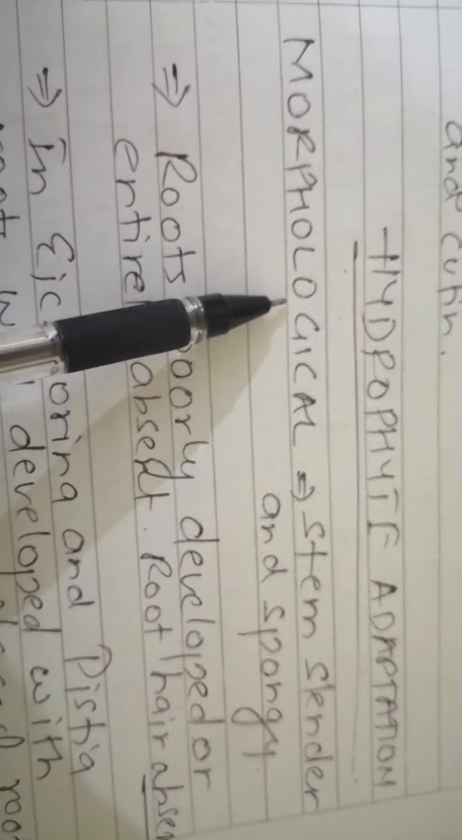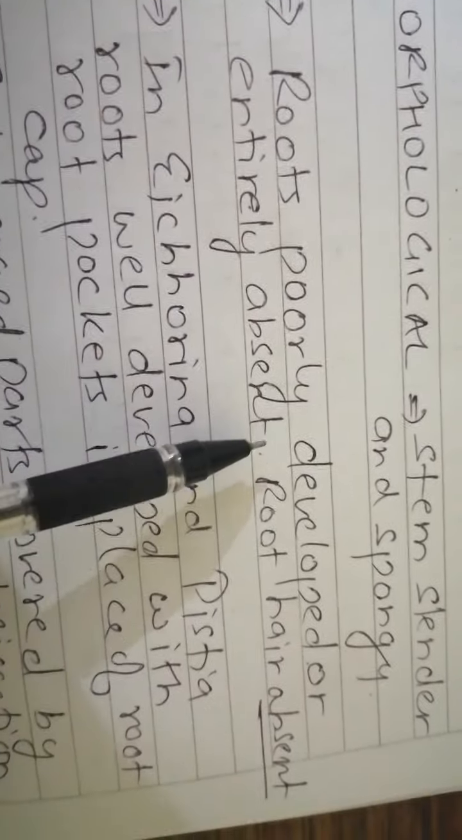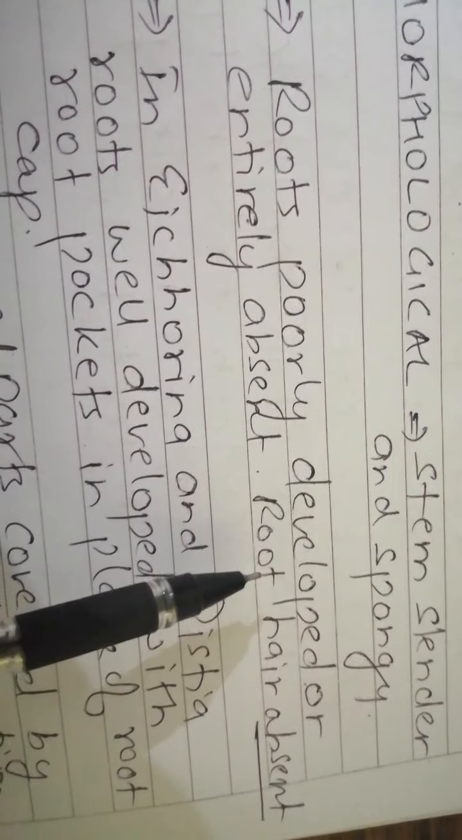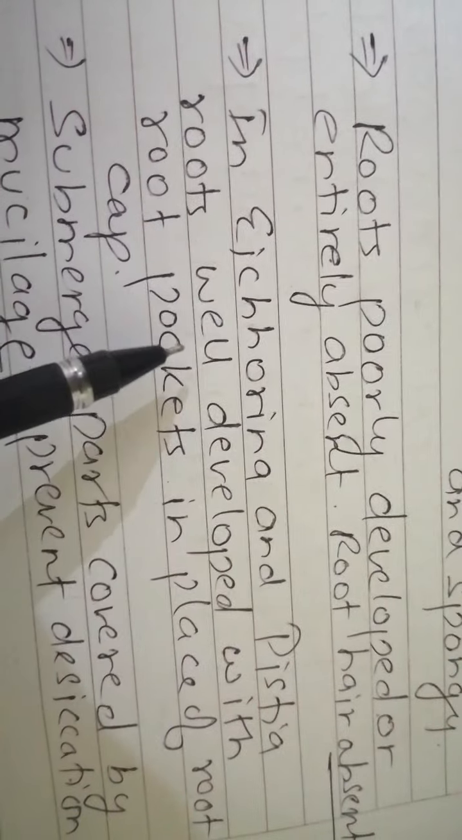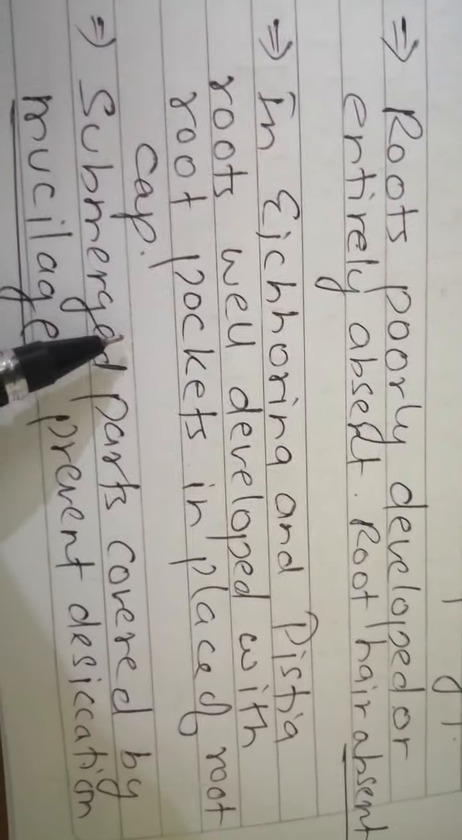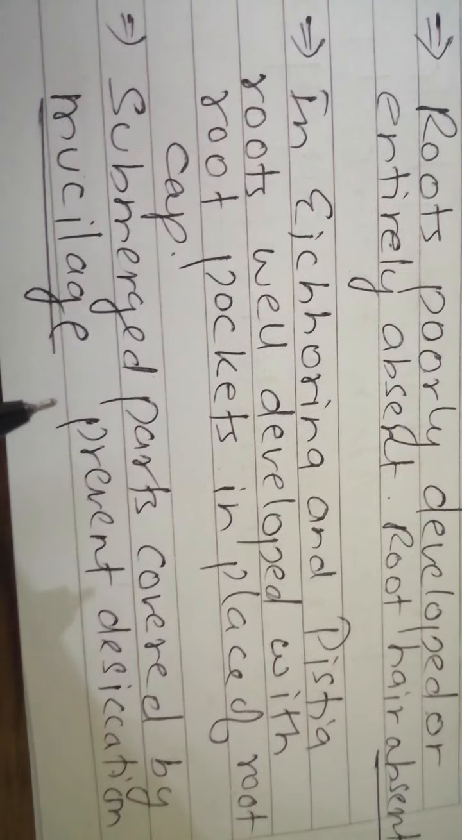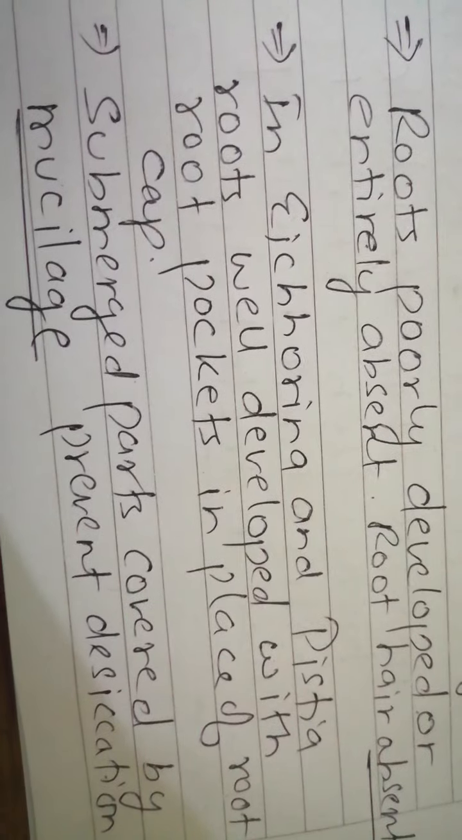Now hydrophytic adaptations we are going to come to. Morphological adaptations: the stem is slender and spongy. Second, roots are poorly developed or entirely absent. Root hairs are mostly absent. In Eichhornia and Pistia, roots are well developed with root pockets in place of root caps. Now come the submerged plants, which are covered by mucilage. The mucilage actually protects the plant from water decomposition.